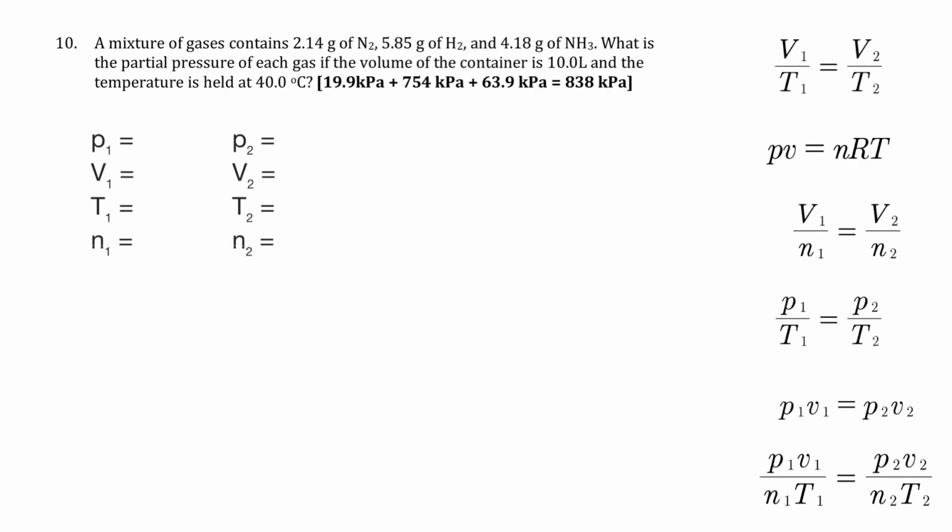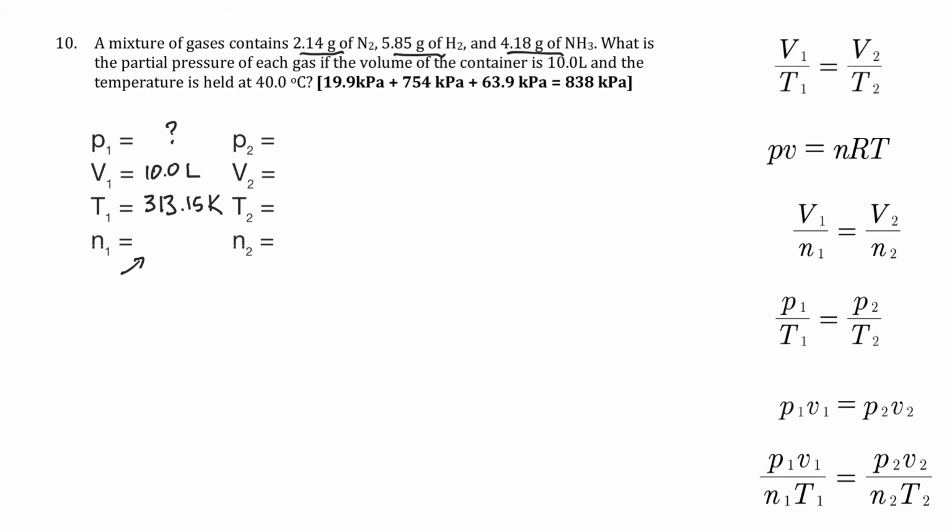All right, number 10 here. It says a mixture of gases, and I have this many moles or grams. I'm going to have to convert that. Grams of hydrogen, grams of ammonia. What's the partial pressure of each gas? If the volume of the container is 10 liters, so volume is 10.0 liters, and the temperature is held at 40, so 40 plus 273, I think it's 313.15 Kelvin. And they want to know what the partial pressure of each gas is.